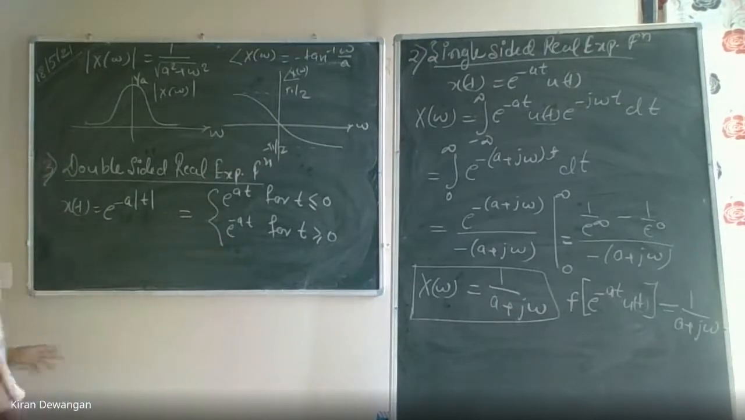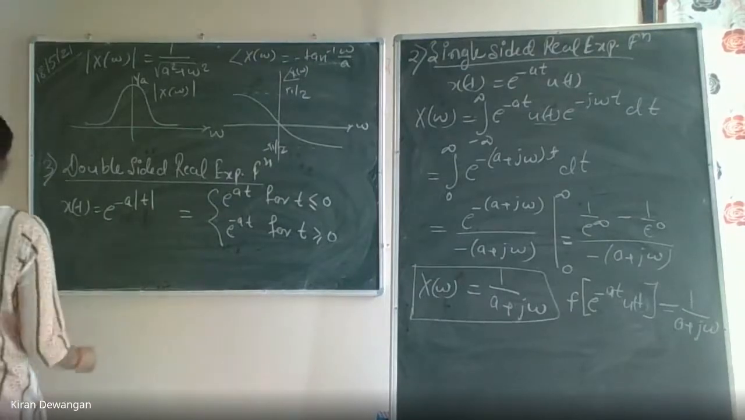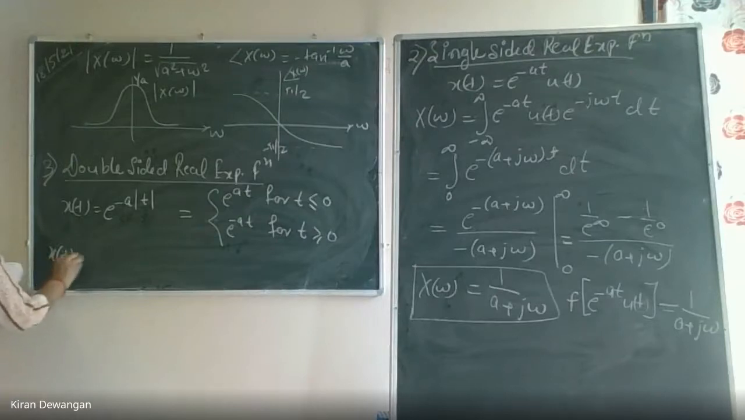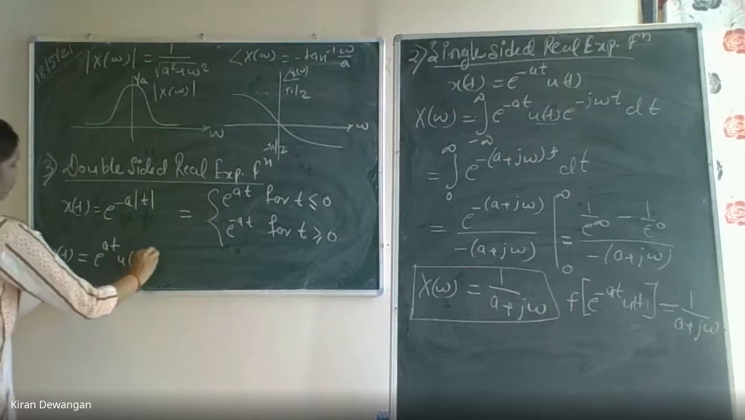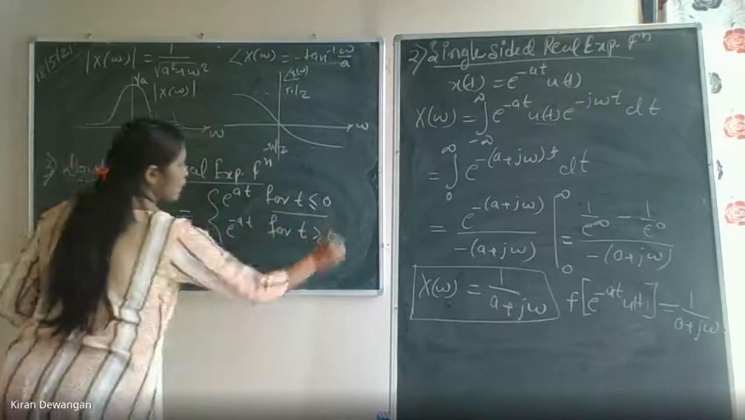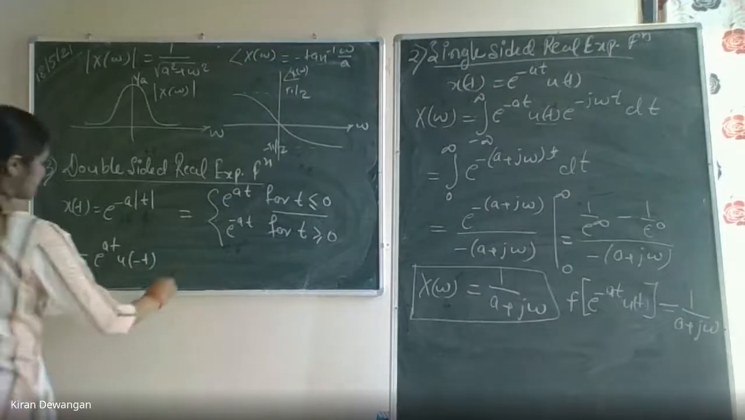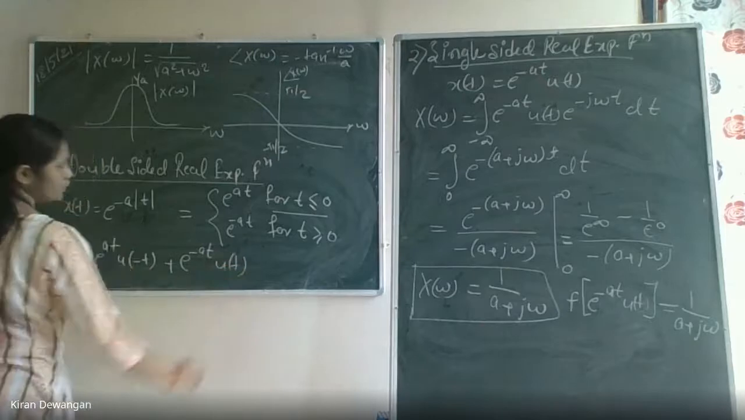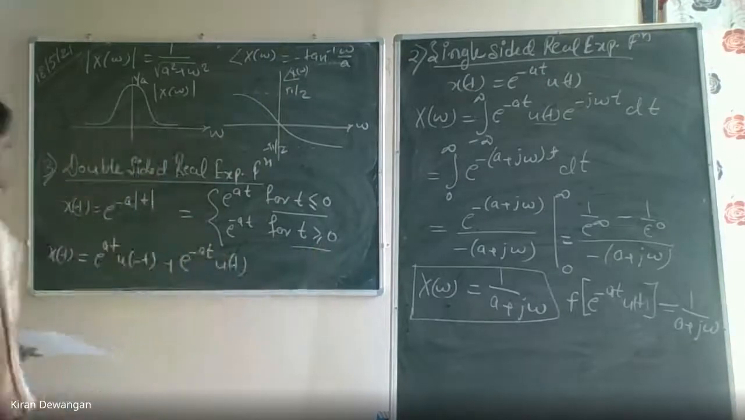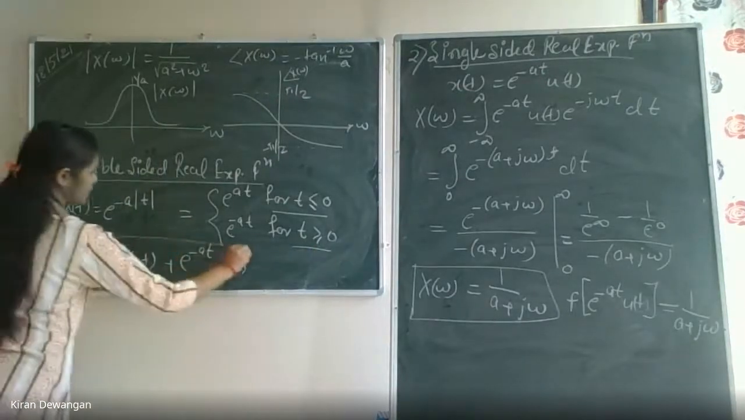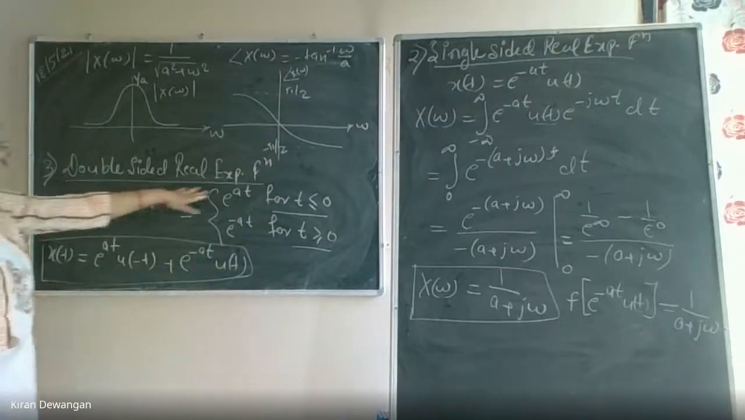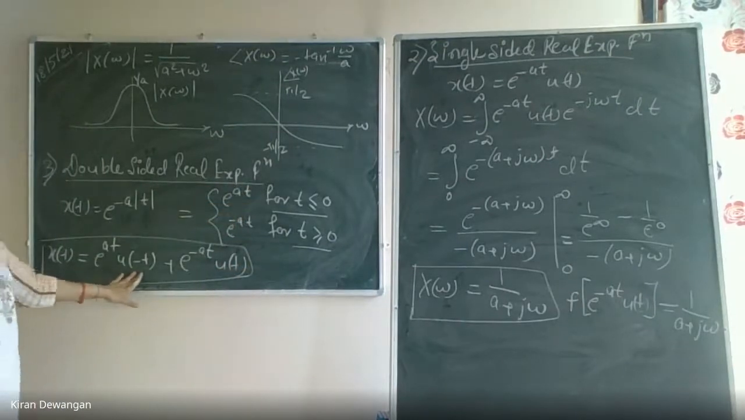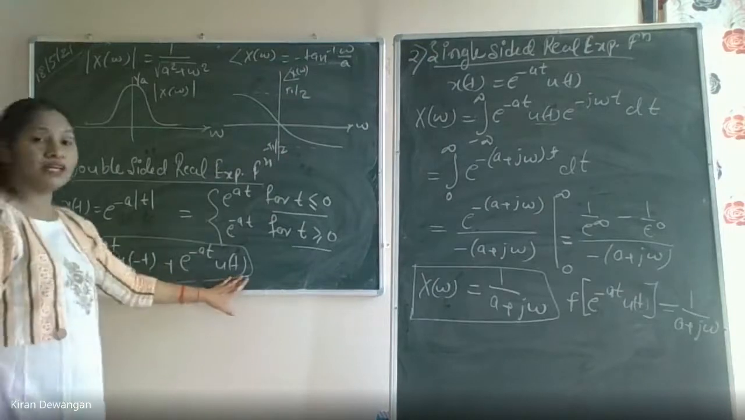This thing is clear, right? So this is our function for the double-sided real exponential function, and we can even write it as e to the power at into u of minus t, that is for t less than 0, plus e to the power minus at into u of t for t greater than 0. So this is how we are representing our x(t) for the double-sided real exponential function: e to the power at u of minus t, plus e to the power minus at into u of t.